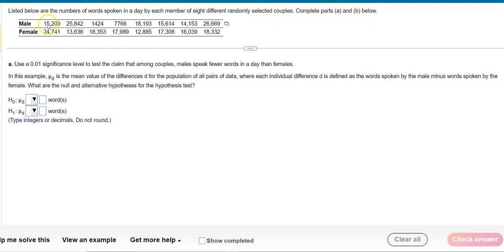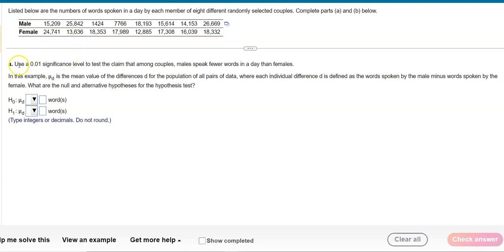So here you can see we have the number of words that different men spoke in a day, and then different numbers of words that women spoke in a day. And what's important to note here is that these are from 8 different couples. So that means that these two numbers here in this column are paired together because this man and this woman are a couple. This man and this woman are a couple. So the numbers from the first row and the second row are each paired together in a way that makes sense.